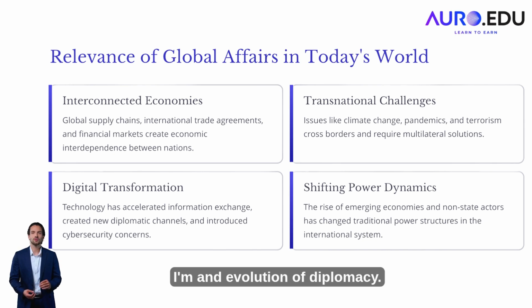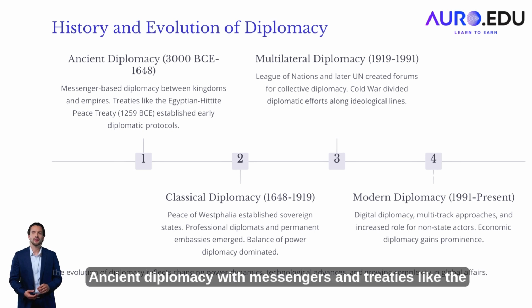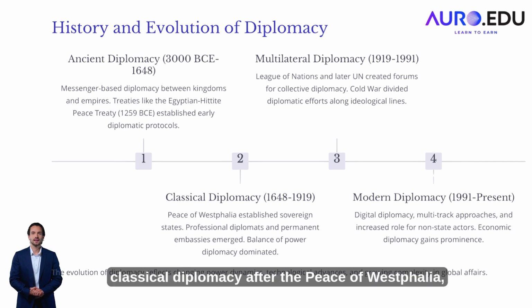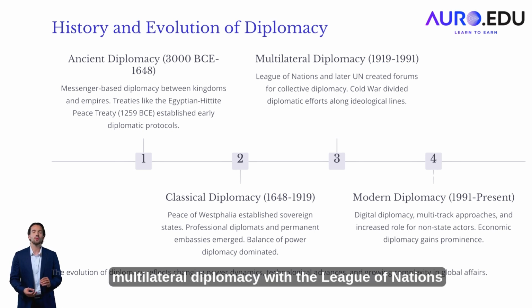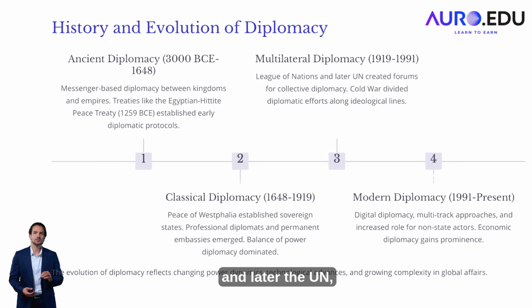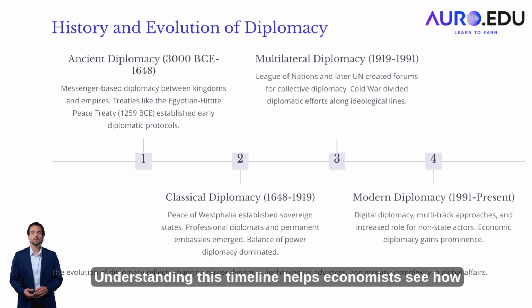History and evolution of diplomacy. Diplomacy has evolved over 4 eras. Ancient diplomacy with messengers and treaties like the Egyptian-Hittite peace treaty. Classical diplomacy after the Peace of Westphalia, introducing permanent embassies. Multilateral diplomacy with the League of Nations and later the UN. Modern diplomacy with digital platforms and economic diplomacy at its core. Understanding this timeline helps economists see how trade, war, and alliances shape the current economic world order.